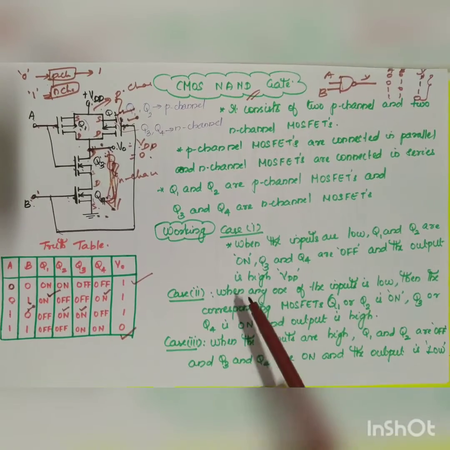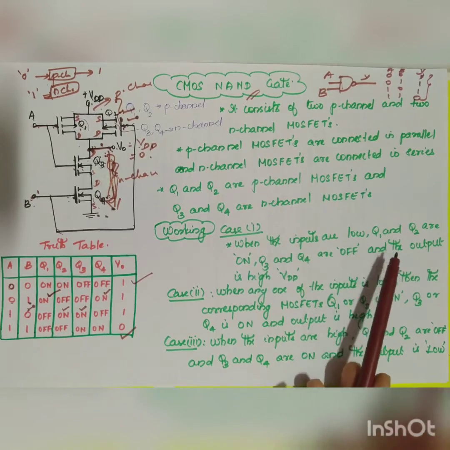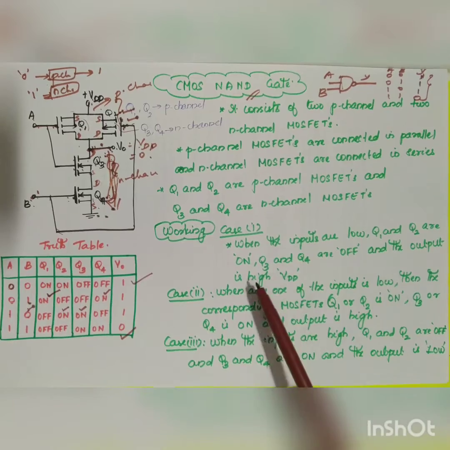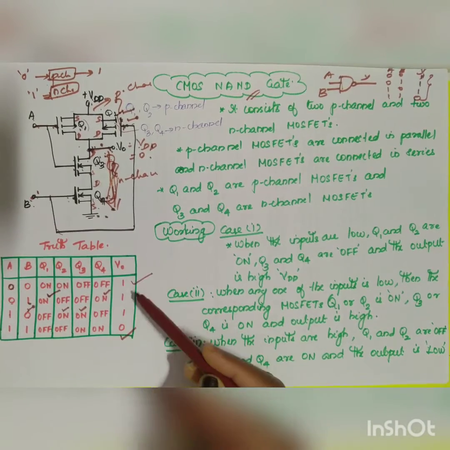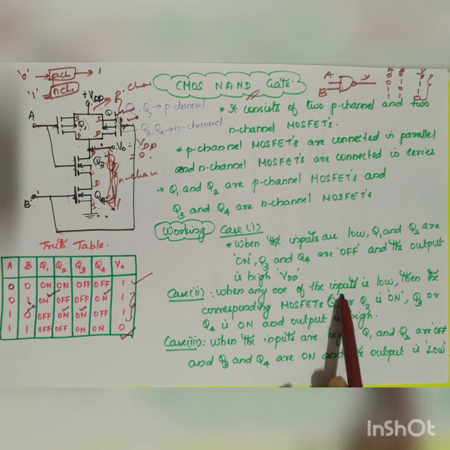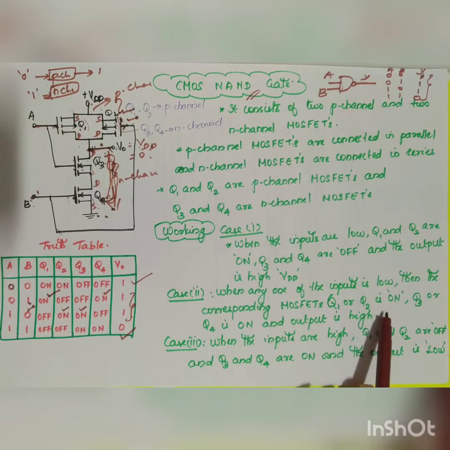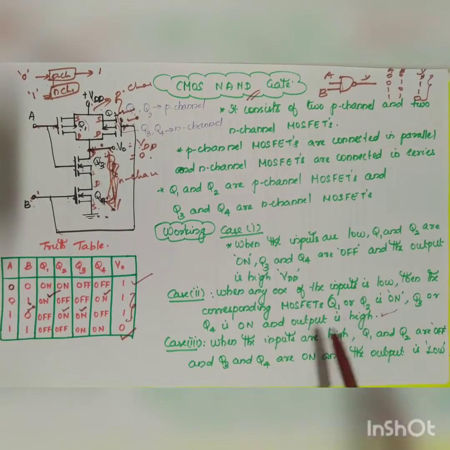So this can be explained by three cases. Case 1, when the inputs are low, Q1 and Q2 are on, Q3 and Q4 are off, and the output is VDD. Similarly, for the second case, when any one of the inputs is low, then the corresponding MOSFET, Q1 or Q2, is on, and Q3 or Q4 is off, and the output is high.